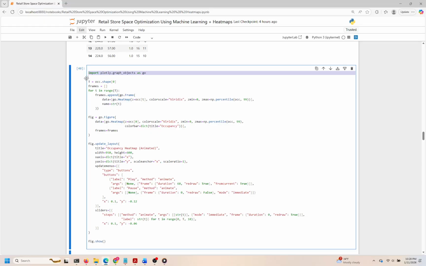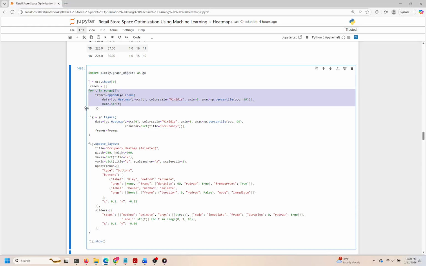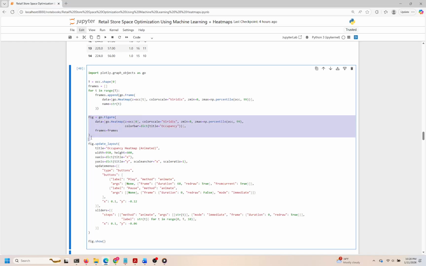To start, we define the variable t to represent the number of time slices, derived from the shape of the occ array. This array holds the occupancy data we're interested in visualizing. As we loop through each time frame, we generate frames for our animation. Each frame is encapsulated in a heat map, displaying occupancy levels, with colors ranging on the Viridis scale. For clarity, we set the minimum value at 0 and the maximum at the 99th percentile of our occupancy data. This ensures that our heat map highlights meaningful variations while avoiding extreme outliers that could skew our perception.